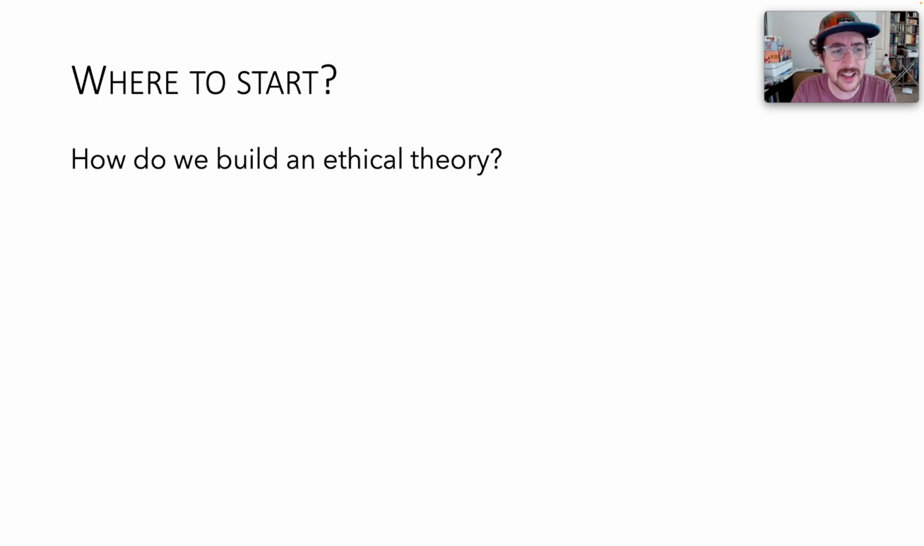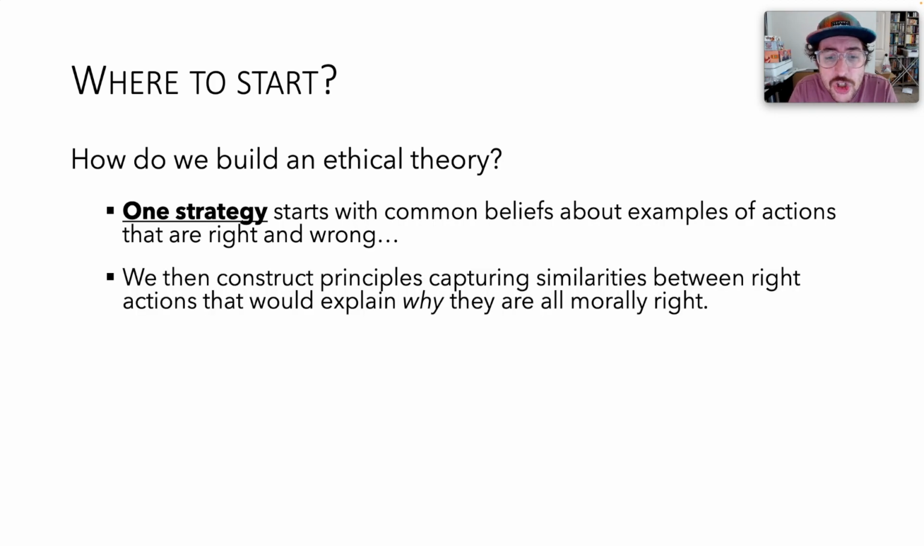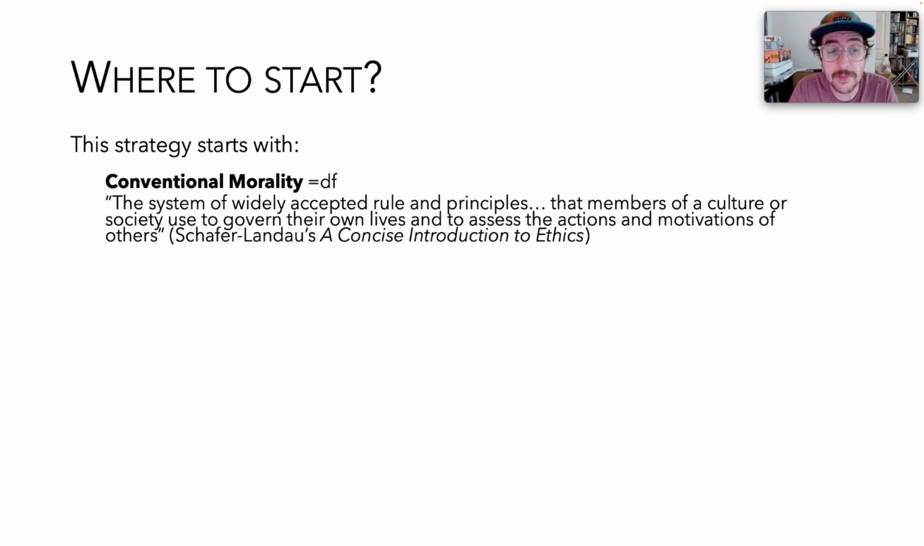But where exactly do we start? How do you build an ethical theory? Well, one strategy starts with common beliefs about examples of actions that are right and wrong. And then when we look at these examples, we can then construct principles that try to capture similarities between the examples of right actions and the examples of wrong actions, to thereby explain why the right actions are morally right. That kind of strategy starts with what's sometimes called conventional morality, where this is a system of widely accepted rules or principles that members of a culture or society use to govern their own lives and to assess the actions and motivations of others.